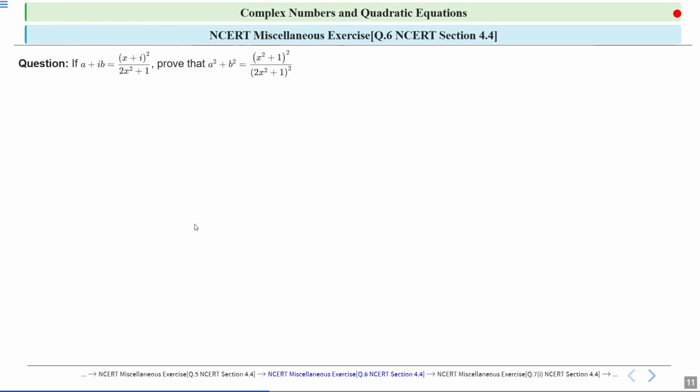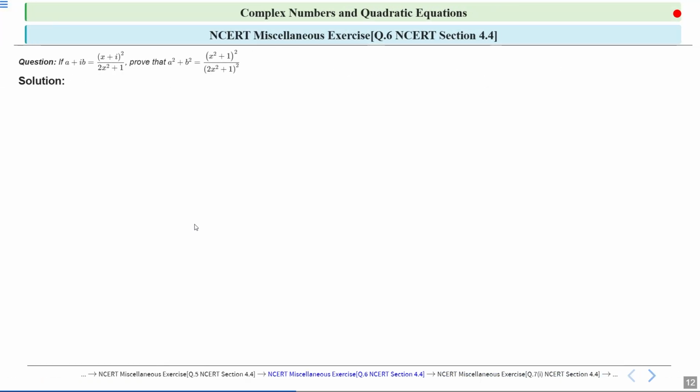Now let's look at question number 6. First of all, see what has been given to you and what you have to do. Here in this question, we are given that a + ib equals (x + i) whole squared divided by (2x squared + 1), and then we have to prove that a squared + b squared equals (x squared + 1) whole squared divided by (2x squared + 1) whole squared. First of all, think about this: how would you solve this question, and then see the solution?